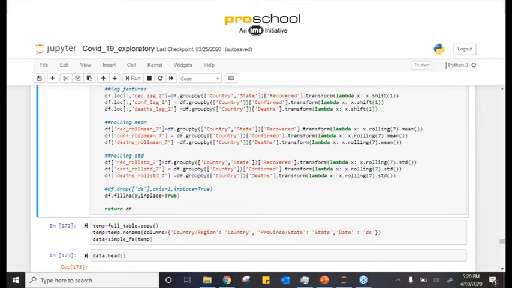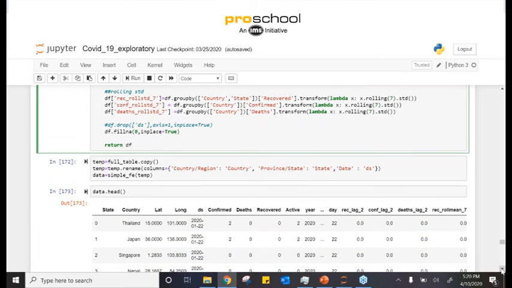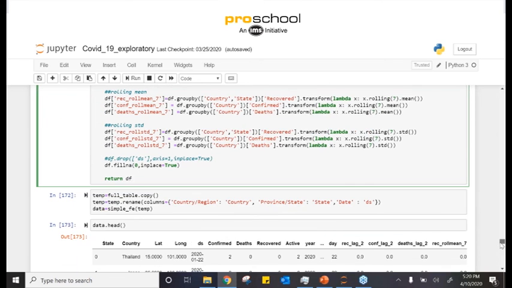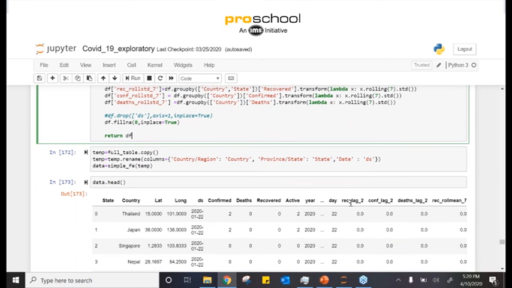So after that, I've created my data frame like this. I have recovery lag values, confirmed lag values, and rolling mean and rolling standard deviations of all this part, and other variables are there.